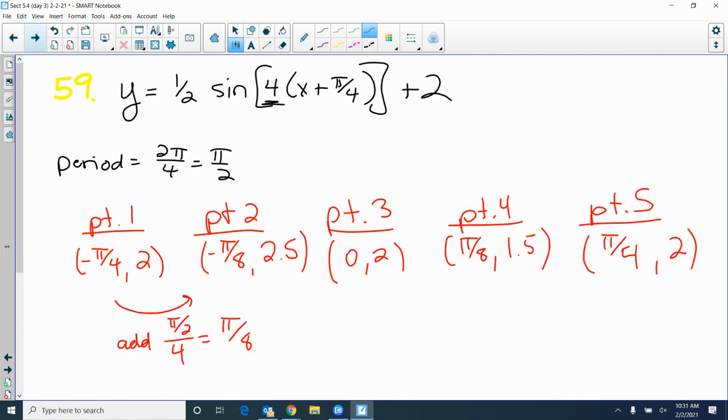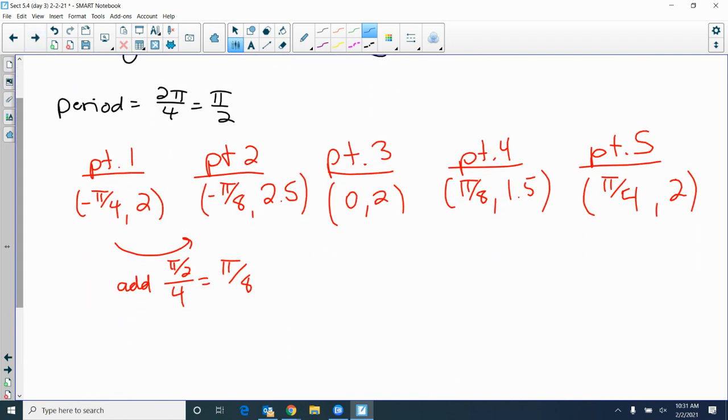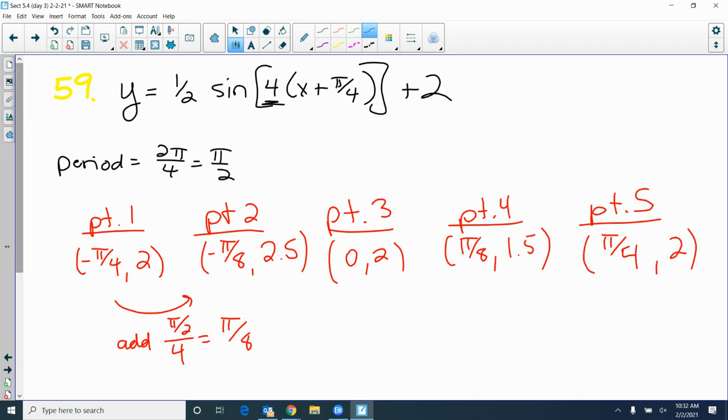All right, let's see. What do I got here? I got negative pi over 4, 2. I got negative pi over 8, 2.5. I moved it the other direction. Why did I do that? Okay, this equation, 1/2 sine 4x plus pi over 4 plus 2 does what? Moves it up 2. So that takes its midline, the line that cuts it in half, usually the x-axis. Now the midline is going to be 2. Move it left, negative pi over 4, and then the midline will be at 2.